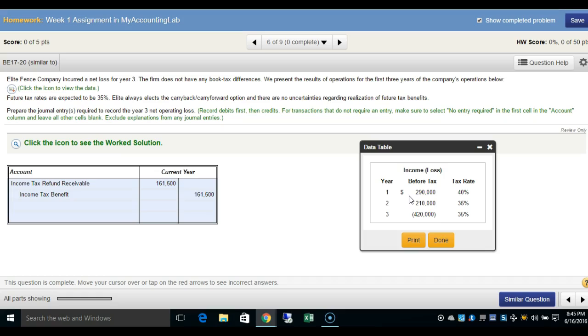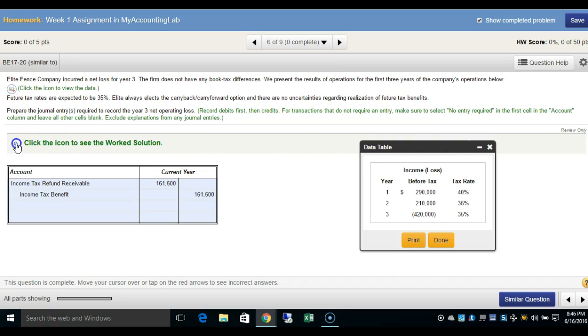In year 3, we had a net loss of $420,000 at 35%. So what we have to do in this problem is a carryback and come up with an income tax benefit. So we're basically going to amend our tax return and do a carryback and get a refund.